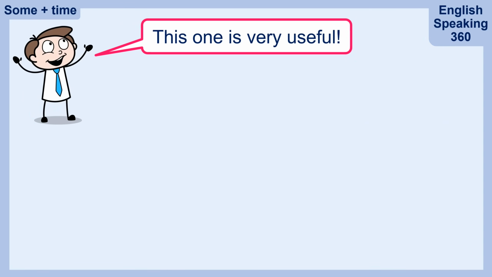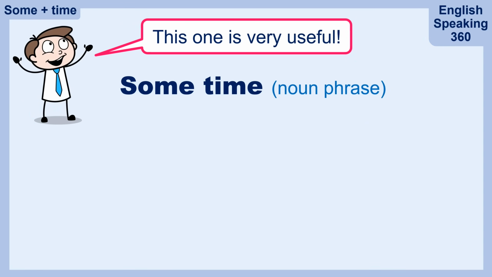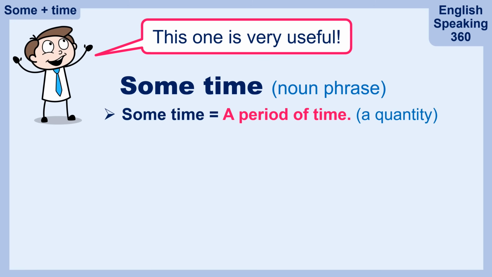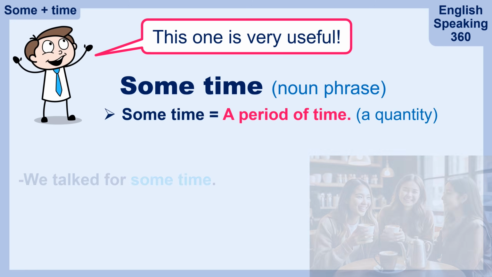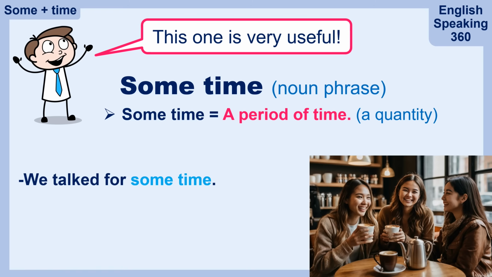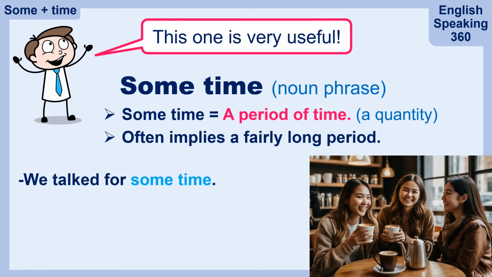This one is very useful. Sometime. It's also a noun phrase. It means a period of time or a quantity. For example, we talked for some time. Sometime often implies a fairly long period of time.